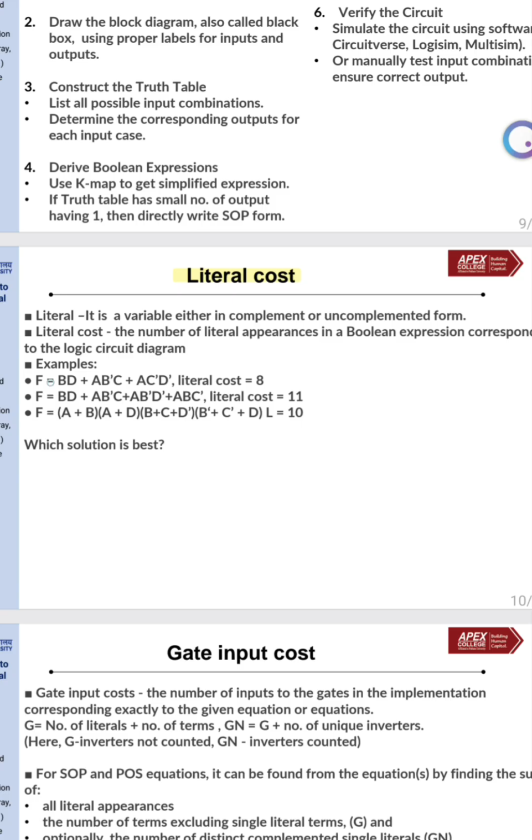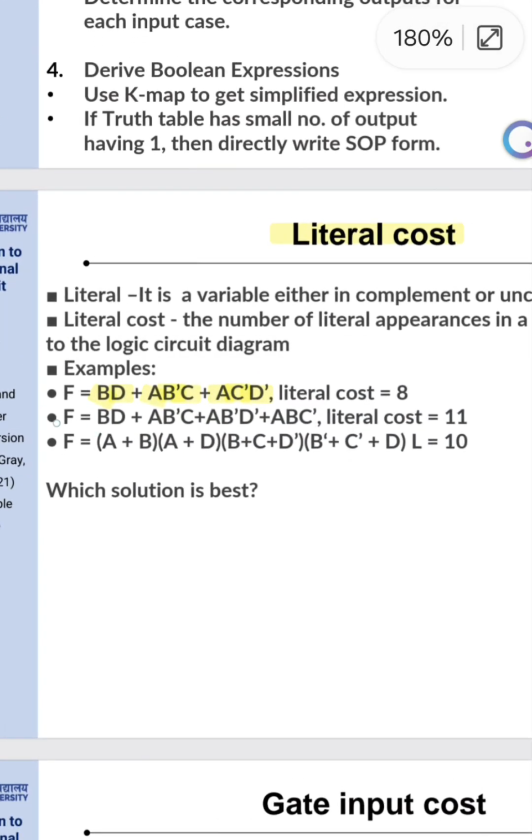Let us count. This B is 1, D is 1, A is 1, B complement is another, C is 1, A is 1, C complement is 1, and D complement is 1. By adding the number of all these complemented and non-complemented variables, we find the literal cost. Similarly, in another example, the second one, there are 1, 2, 3, 4, 5, 6, 7, 8, 9, 10, 11 literals. In examination, you might be asked to minimize or simplify the expressions up to 4 literals or something like that, so you need to learn that term.